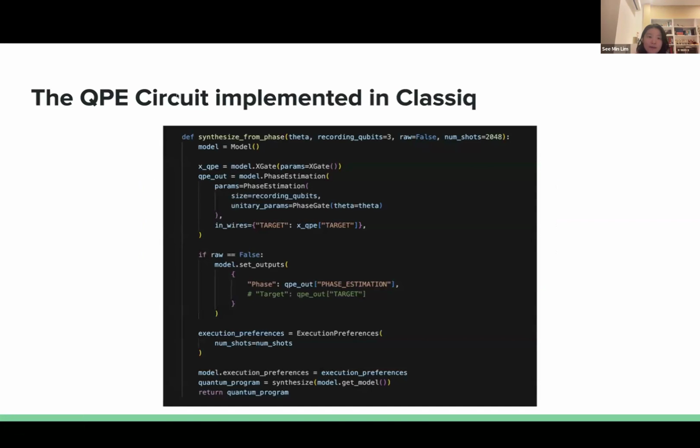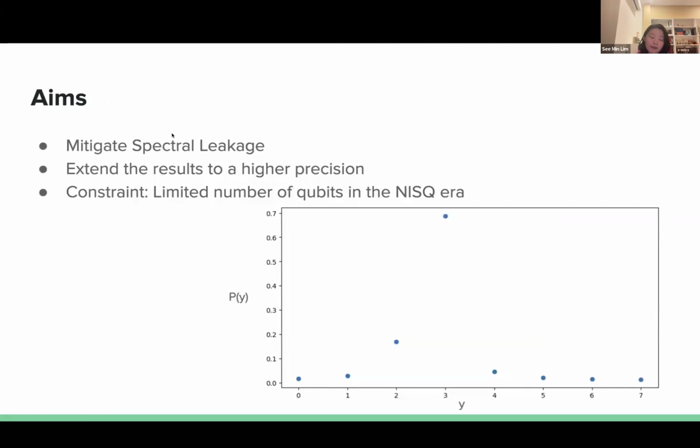Firstly, this is how we implemented the circuit using Classiq. Our method is basically a variant of QPE, which utilizes the QPE circuit, and we aim to mitigate the spectral leakage issue. This diagram shows spectral leakage accurately. Usually, in QPE, we would just take the one with the highest probability, but with our method, we can achieve a higher precision using curve fitting. Our method thus extends these results to a higher precision, while dealing with the constraint of a limited number of qubits in this NISQ era.